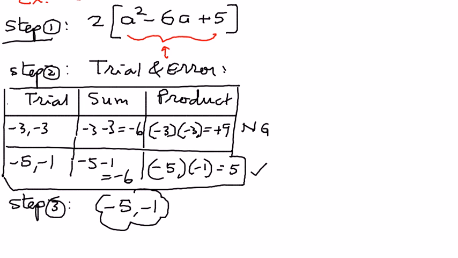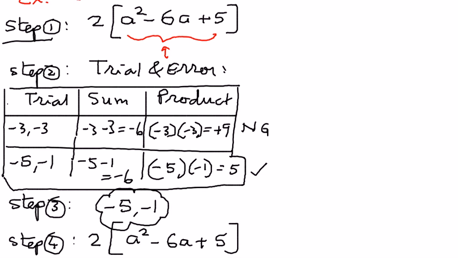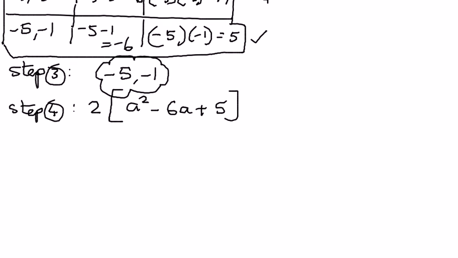I'll put a small cloud around this. And I'm going to expand the middle term based off these two numbers. I'll write that as step number 4. In here, I'm going to keep the 2 outside of the brackets, and inside the brackets I have a squared minus 6a plus 5. The two numbers I've just found are negative 5 and negative 1, and therefore I'm going to expand this middle term, negative 6a, using negative 5 and negative 1. The way to do that is as shown here: a squared minus 5a minus 1a plus 5.